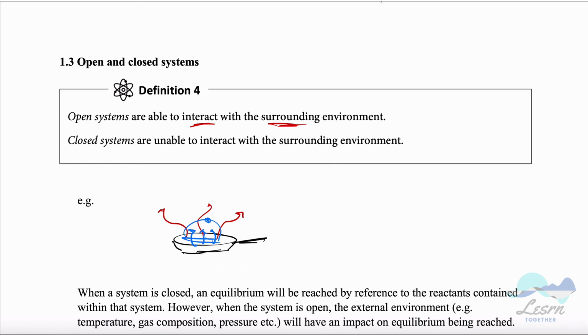This is an important concept in general, and for the next section. If we call this the system, this is where your reaction occurs, and everything outside the system we call our surroundings, or our environment. You need to treat the reaction and the surroundings as two separate things. If it's an open system, the reaction and the surroundings can interact with each other, so you can get heat transfer, concentration increases or pressure changes. But if it's a closed system, the reaction cannot interact with the surroundings.